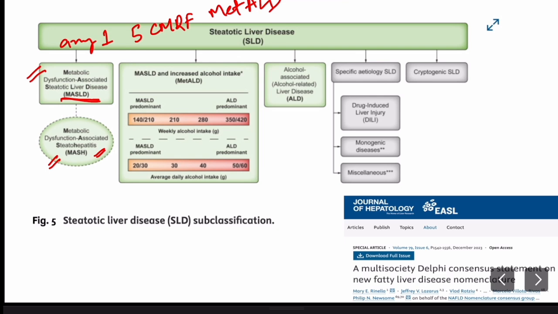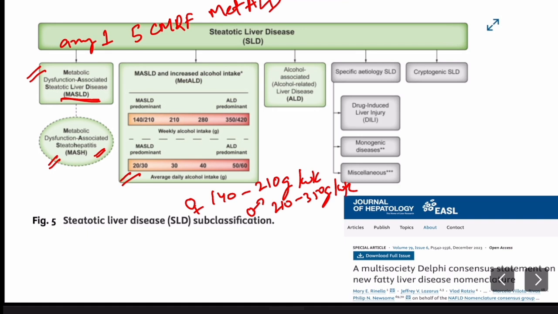So the amount is 140 to 210 gram per week for the females, and for the males, it is 210 to 350 gram of alcohol per week. And these are the criteria for the daily intake of alcohol in grams. So 20 to 50 grams per day for a female and 30 to 60 grams per day for a male. So this is a new category that has been introduced in this classification, and it is for the patients who are consuming alcohol and also they have a cardiometabolic risk factor.